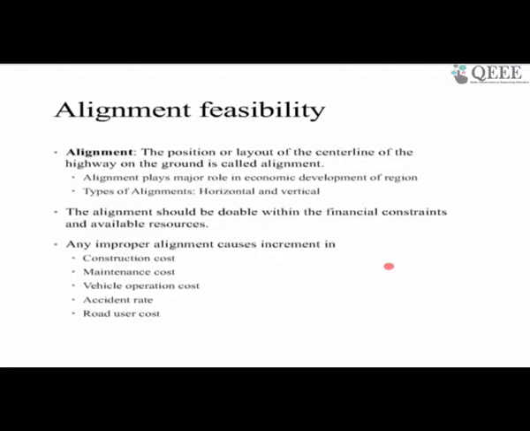Now whenever we are talking about the cost, let's look into what costs are involved. It involves the construction cost, maintenance cost, vehicle operation cost, accident cost, and the road user cost. So a properly designed highway will definitely not only reduce the construction cost, but also reduce the maintenance cost, vehicle operation cost, and other costs. The upfront cost which you see is the construction cost, and most of the time the decisions are made based on this upfront cost.